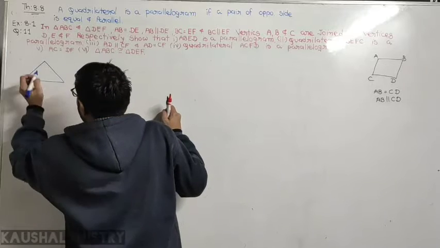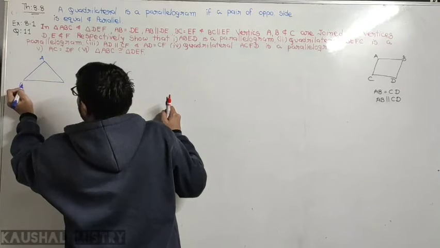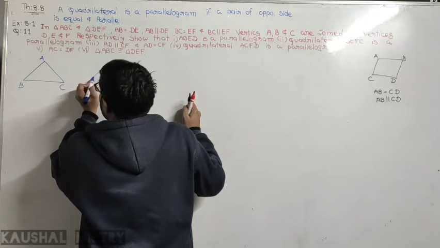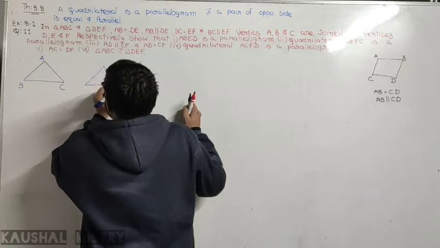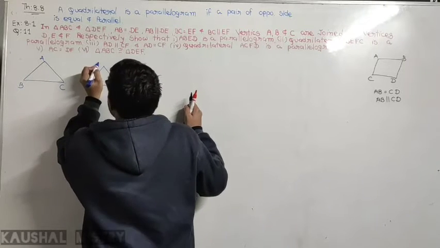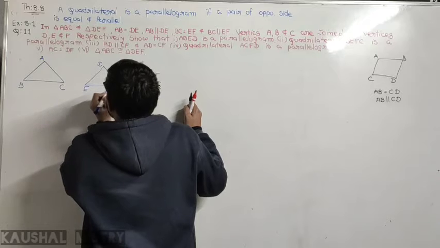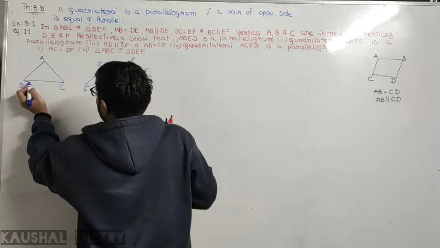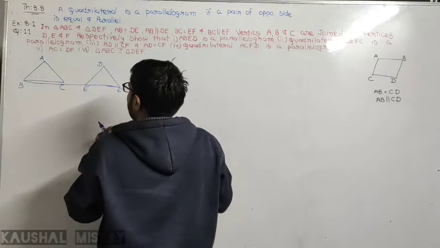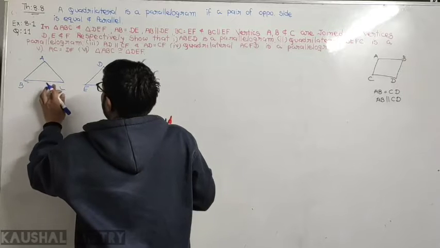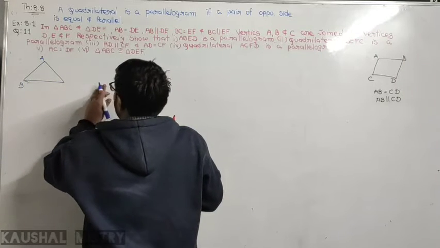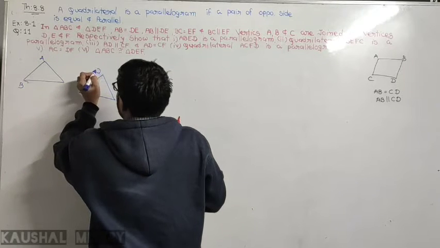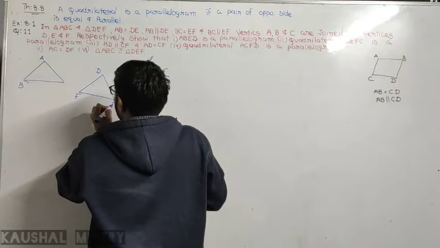Triangle ABC. And another thing is triangle DEF, and this side is connected to this. I will draw this triangle a little lower. It will be easy. DEF.